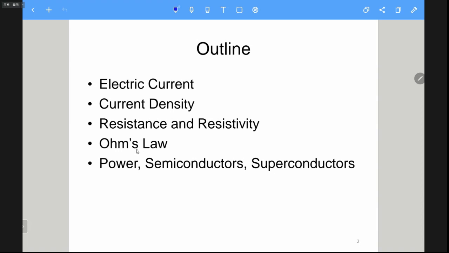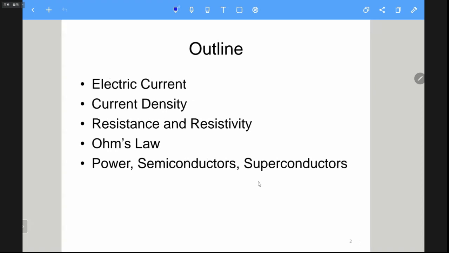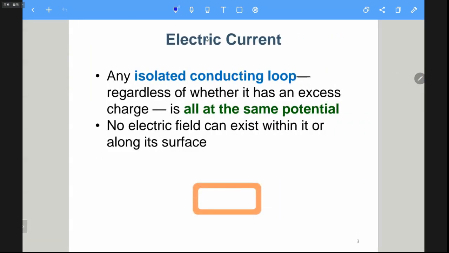Although you don't necessarily need to know it very well, because it is just another point of view to explain why Ohm's law will be like that. Actually, it is not accurate at all. And then we'll briefly explain the power, semiconductor, and superconductor, which we just scratch the surface of. This topic.